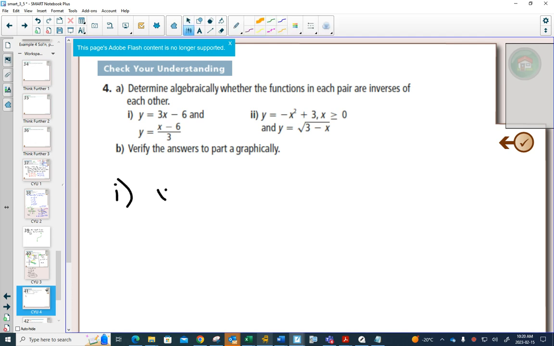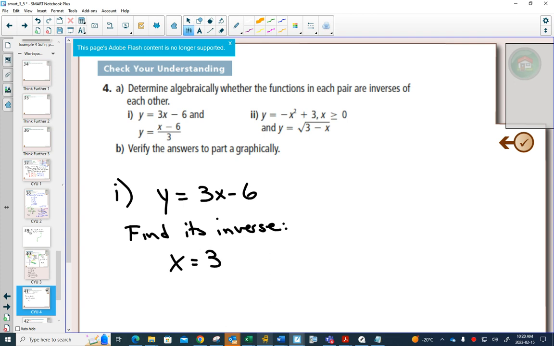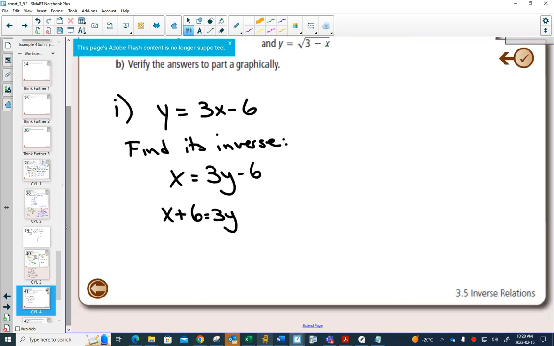I have y equals 3x minus 6. And if algebraically I want to find its inverse, I would switch x and y and solve for y. So I'm going to move the 6 over, divide everything by 3. There's my inverse.